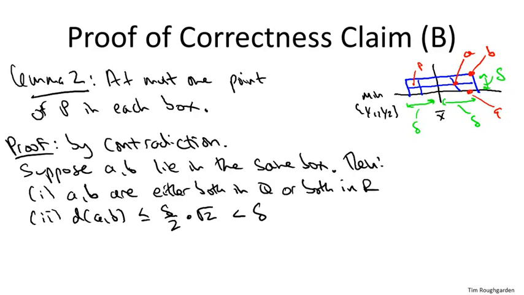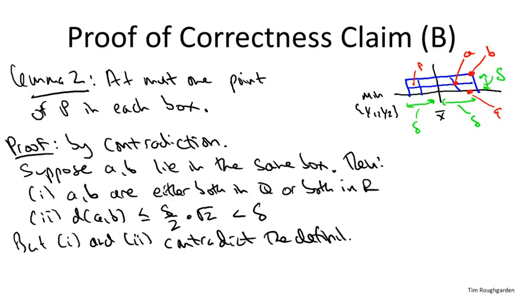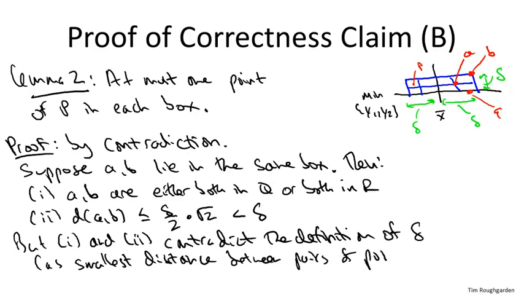Okay? But now, here's where we finally use the definition of delta. Consequences 1 and 2 in tandem contradict how we define delta. Remember what delta is? It's as close as a pair of points can get if they both lie on the left side of the point set or if they both lie on the right side of the point set. That is how we defined it: as small as a pair of points on a common half can get to each other.